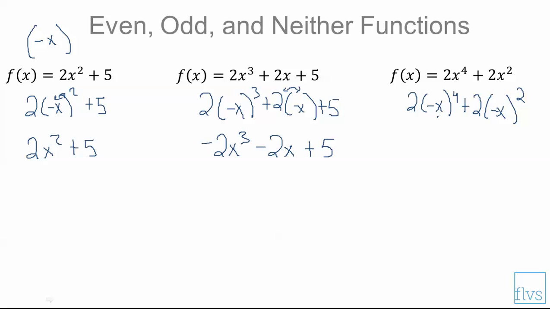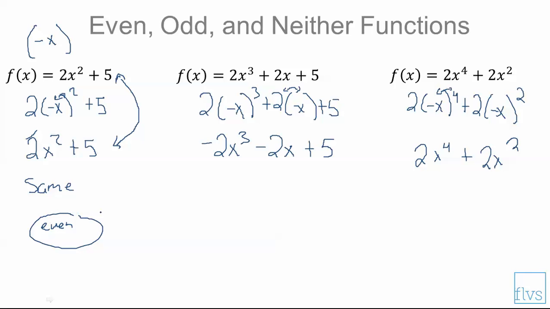Okay, now this last one, negative x to the fourth power, well actually, negative x to the fourth will be a positive, so it's going to be 2x to the fourth. And negative x squared is also a positive, so it's 2x squared. So what you're looking for now is what happened to these. You want to compare your start to your finish. These two are the same. So when they're the same, that means it is an even function.